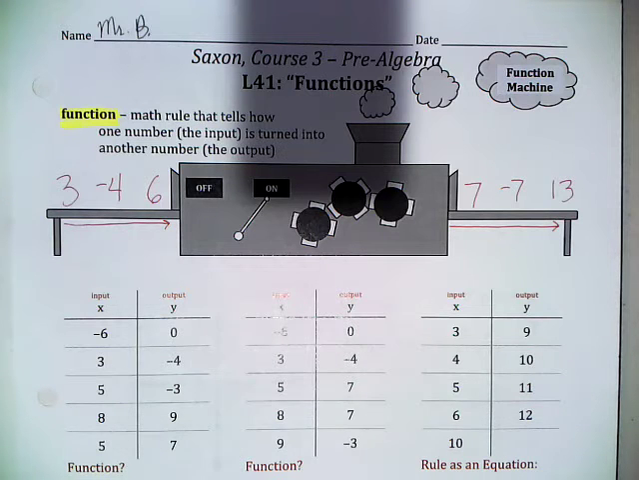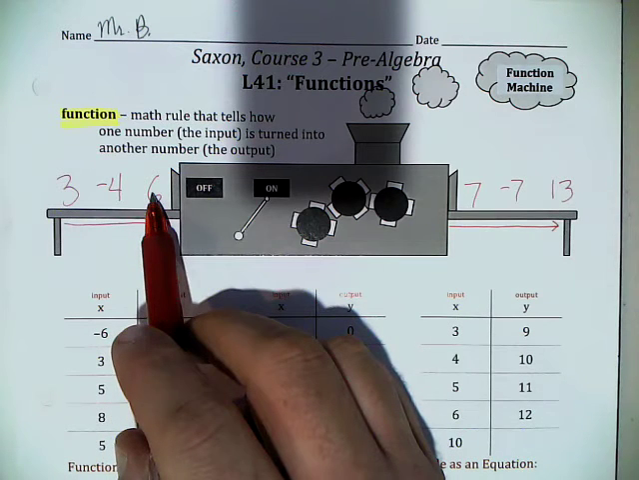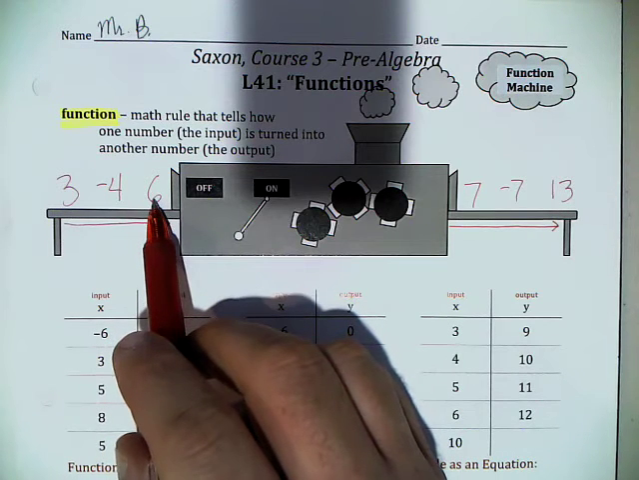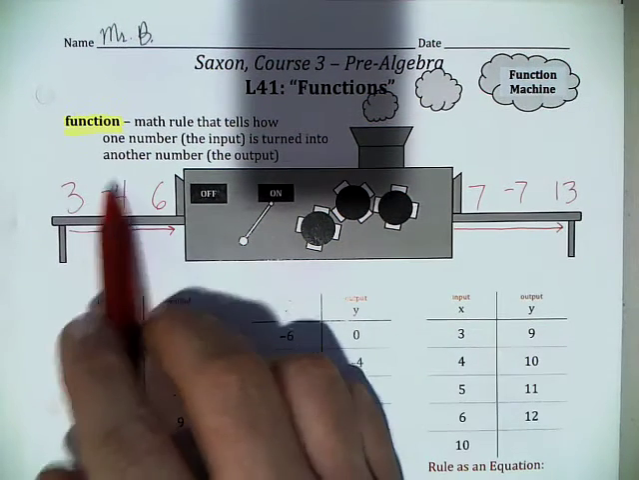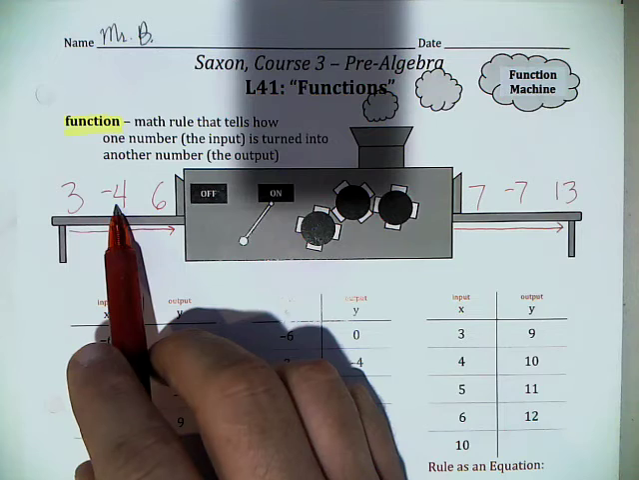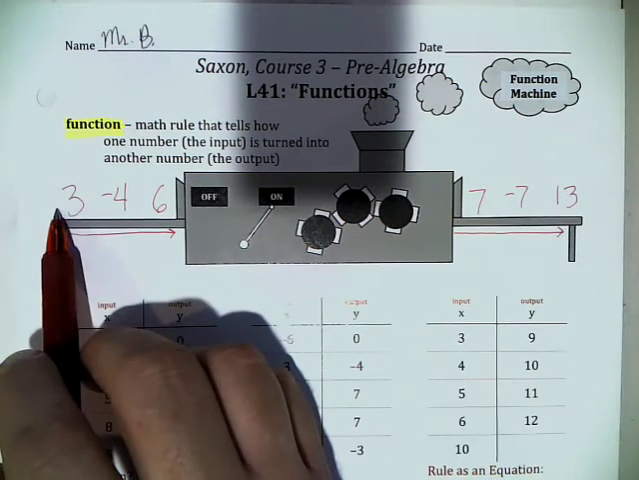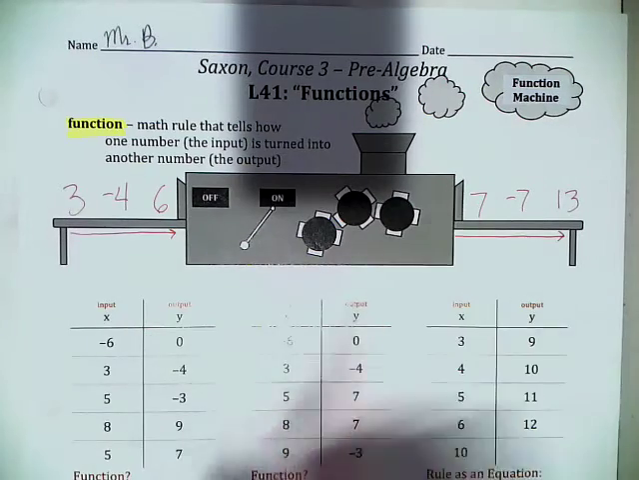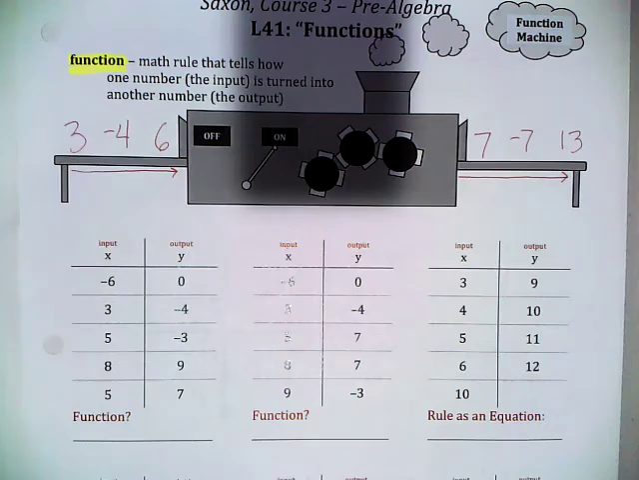So in this case, I decided that I was going to double the number and then add 1 to it. So 2 times 6 is 12, plus 1 is 13. 2 times -4 is -8, but then plus 1 would be -7. 2 times 3 is 6, but then plus 1 is +7. So that would be an example of a function there.